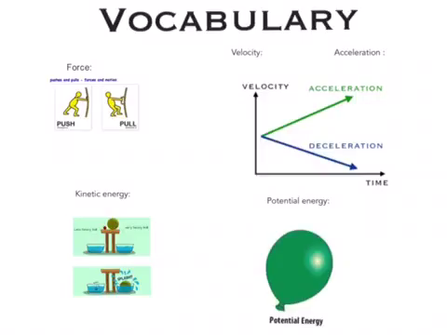A few vocabulary words you need to know are force, the interaction that causes a change between motion of objects. Velocity, the speed or direction of moving objects. Acceleration, a change in velocity. Kinetic energy, the energy an object has because of its motion. Potential energy, the amount of energy that's stored in an object.